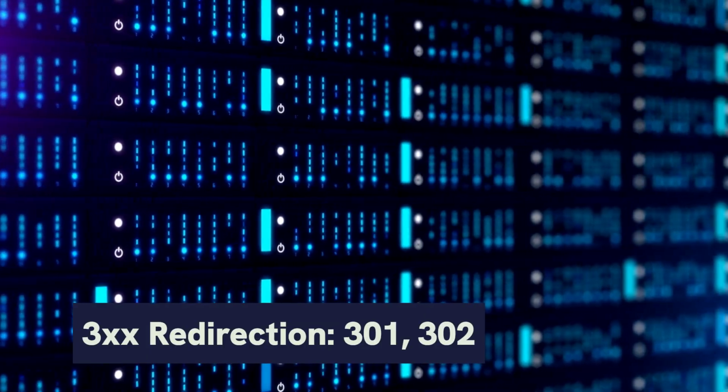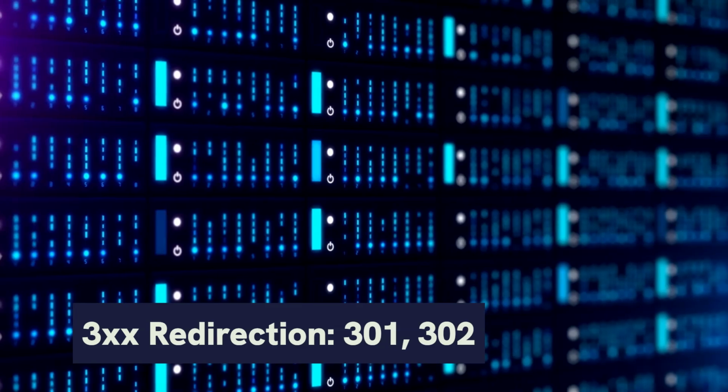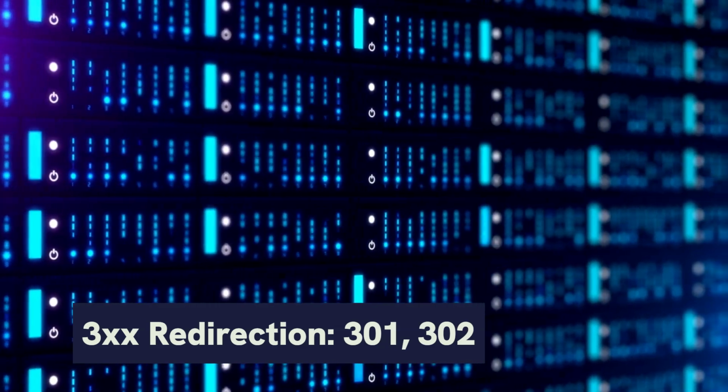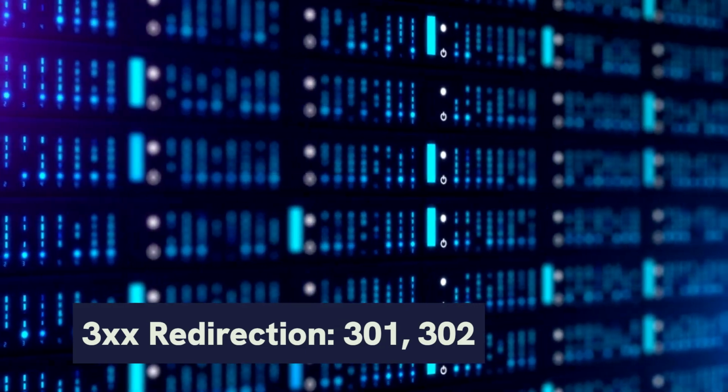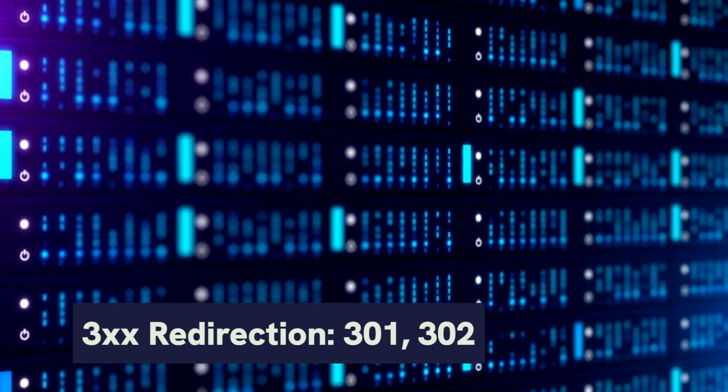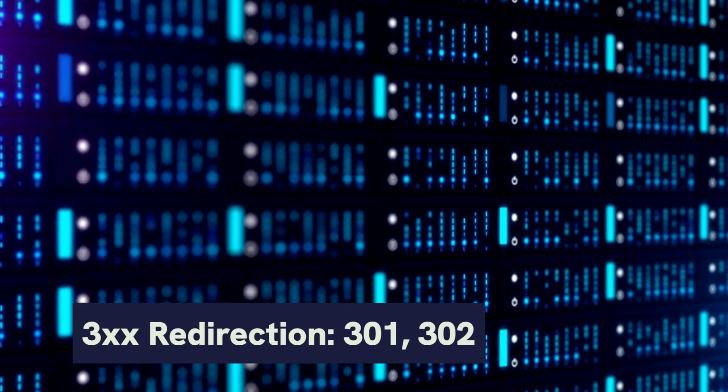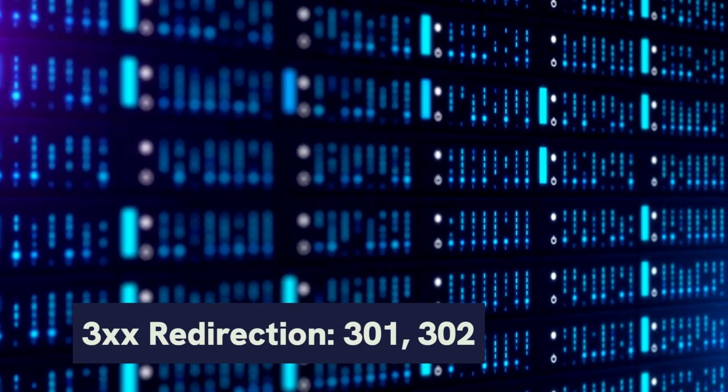3XX codes, redirection. These codes reroute the client to a new location. 301 Moved Permanently and 302 Found are among the most common. They tell browsers and applications where to look next, ensuring smooth navigation or seamless API evolution.